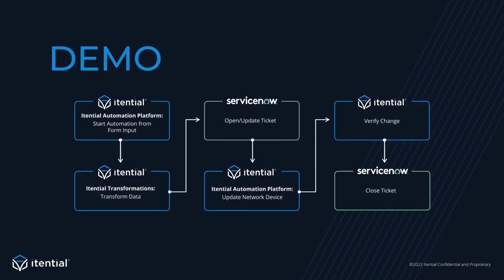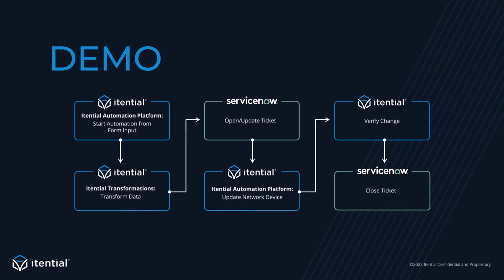And then finally, when we finish this demonstration, we're going to end up with an automation that gets started from some form input. So user input from a form that's a feature of our platform. We're going to use a feature called a transformation to transform that data. We'll talk a little bit more about that and how it works and why it's so powerful.